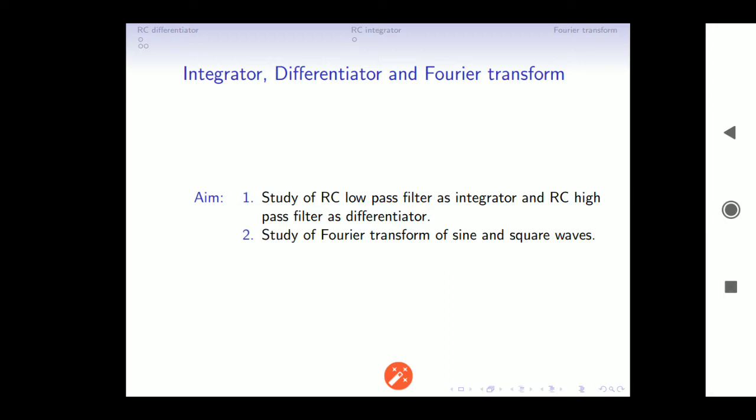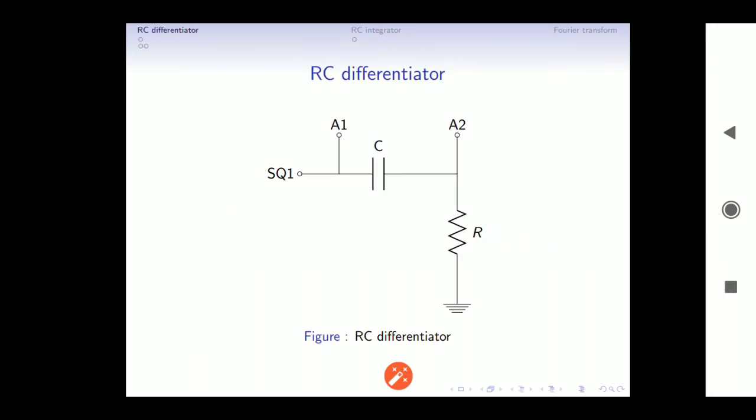Let us start with the RC differentiator circuit. The circuit connections are like this. SQ1, A1, A2 are the terminals from the expEYES kit. SQ1 is a square wave generator, and A1, A2 are inputs to measure the signals. A1 measures the input signal, A2 measures the output signal across the resistance. So this is basically a high pass filter, which acts as a differentiator.